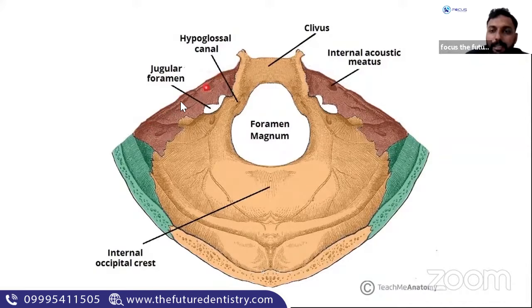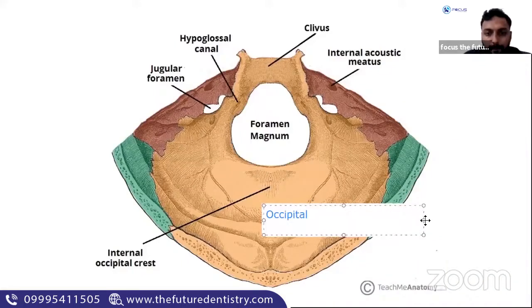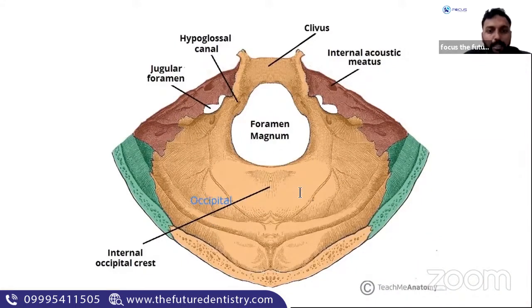Yes, anyone else? Greater sphenoid, occipital, temporal. Yes, yes, yes. Many of you got it. It is temporal bone. Okay. So some of you have told it as occipital. Now I'll show you the occipital bone. Now this part is the occipital bone. So this is the occipital bone. Light brown colored is the occipital bone.